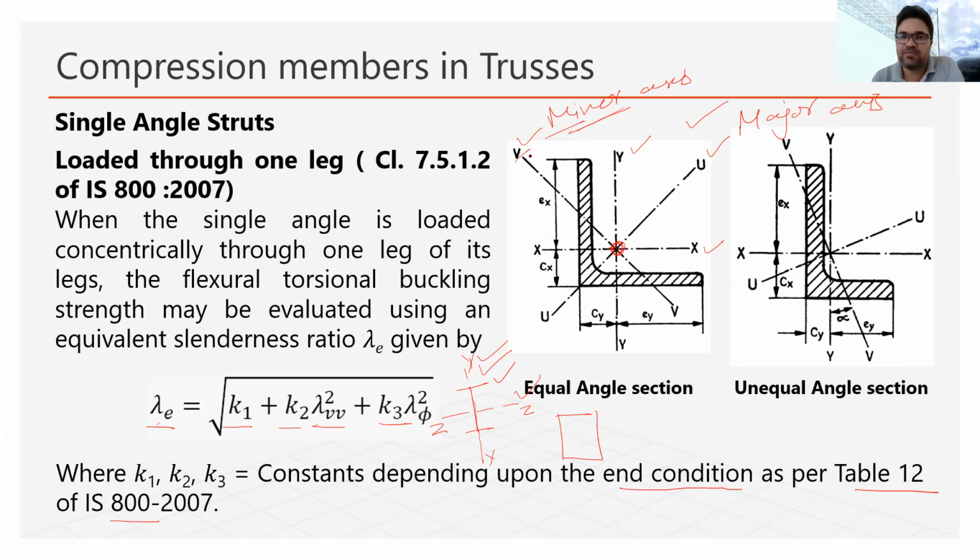And that is why slenderness ratio about this VV axis, which is the minor axis, is the most important part, and that is considered to calculate the equivalent slenderness ratio. Similarly, lambda phi is another parameter to take into consideration for the complications of this angle section. So we just need to remember that this VV axis is the weakest axis about which this angle will most probably fail. So generally we calculate the radius of gyration about VV, and we will use that radius of gyration to calculate the strength, which is fcd.